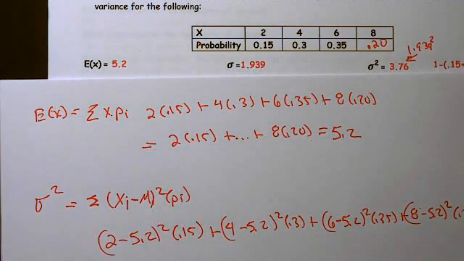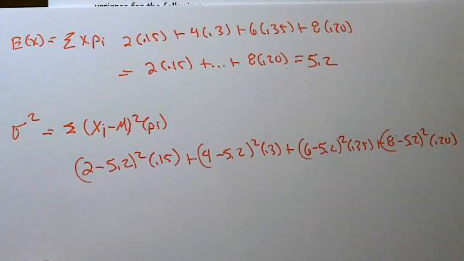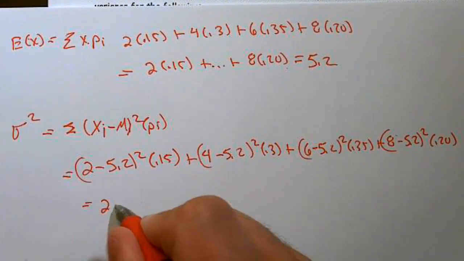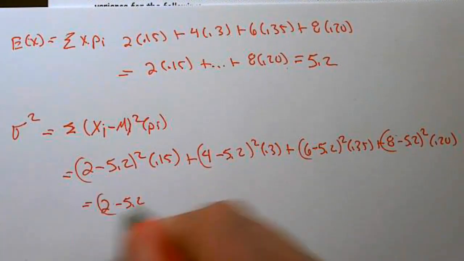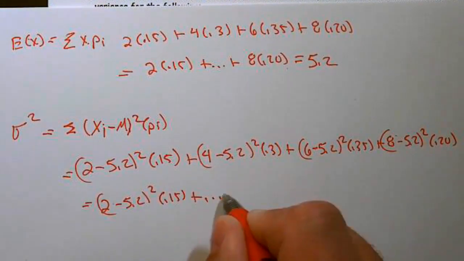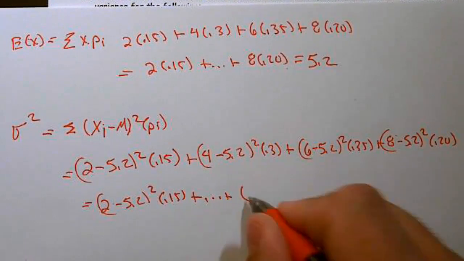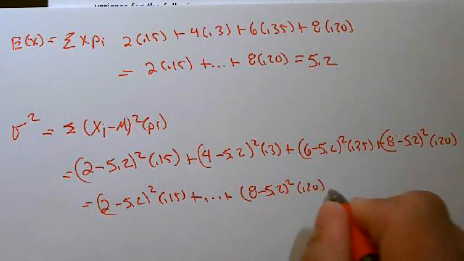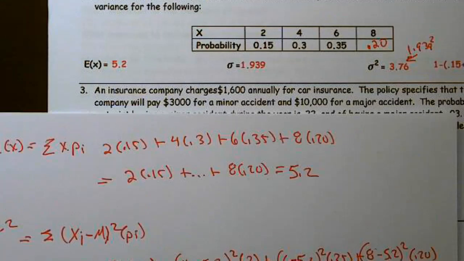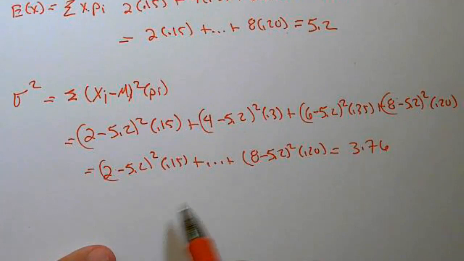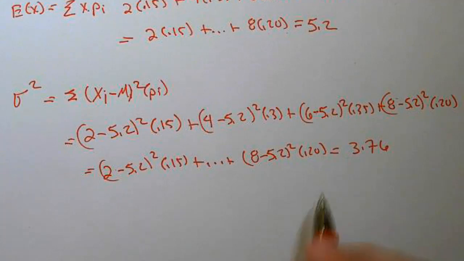And once again, we can abbreviate that by just showing the first one and last one. So we can just go 2 minus 5.2 squared times 0.15 plus ... plus 8 minus 5.2 squared times 0.20. And in that case, that equaled 3.76. To take the standard deviation, I just take that whole thing and put it under the radical. So I take the square root of 3.76.